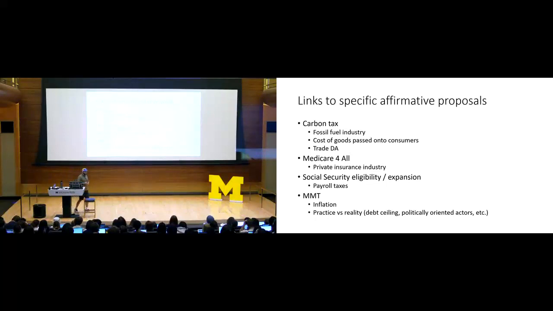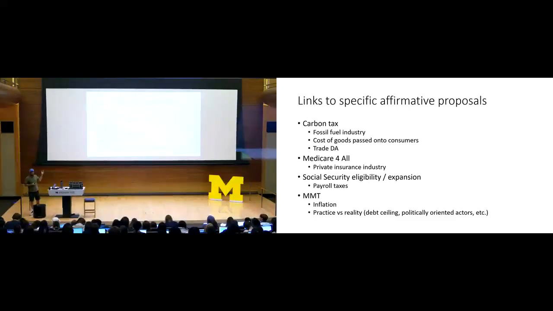The first is a carbon tax. I think carbon tax is going to be somewhat popular this year if the T argument that the plan must tax holds sway, because it is one of the few areas that has a strong defense of linking the tax to a particular spending area. So I would consider, if you're going for the econ DA, how you would want to read your links.